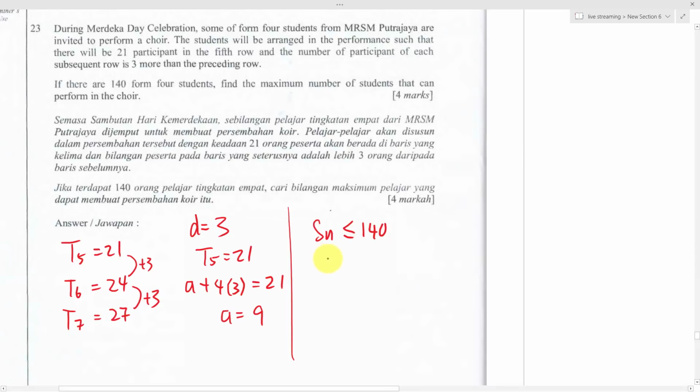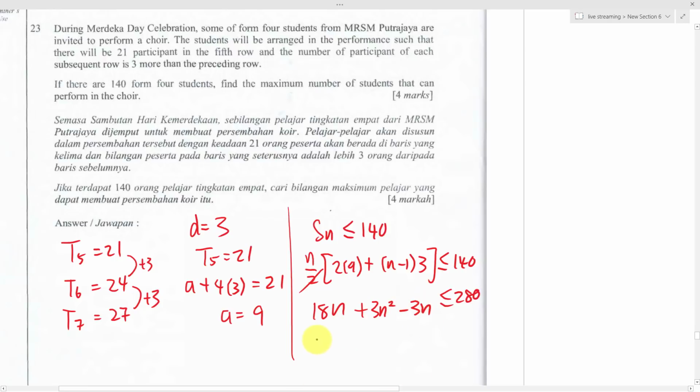So therefore, I'm going to sub in the formula n over 2, 2a plus n minus 1 d, less than or equal to 140. Then I will solve this equation. I move the 2 to the other side, 280. So 2 is gone. And I multiply in 18n. Then this is 3n, right? So plus 3n squared minus 3n. Alright, then I solve this equation: plus 15n minus 280 less than or equal to 0.